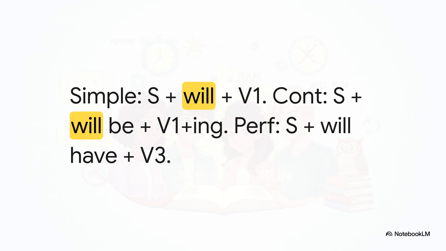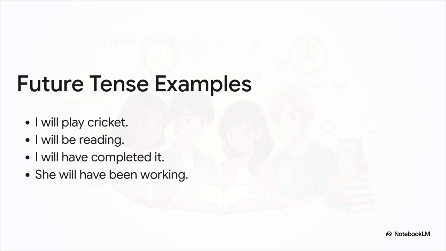For the simple future, it's literally just will plus your V1 verb. For continuous, you just use will be plus the ing form. The pattern is so satisfying once you see it. By just plugging these words into your equations, you can predict any future scenario with total confidence.